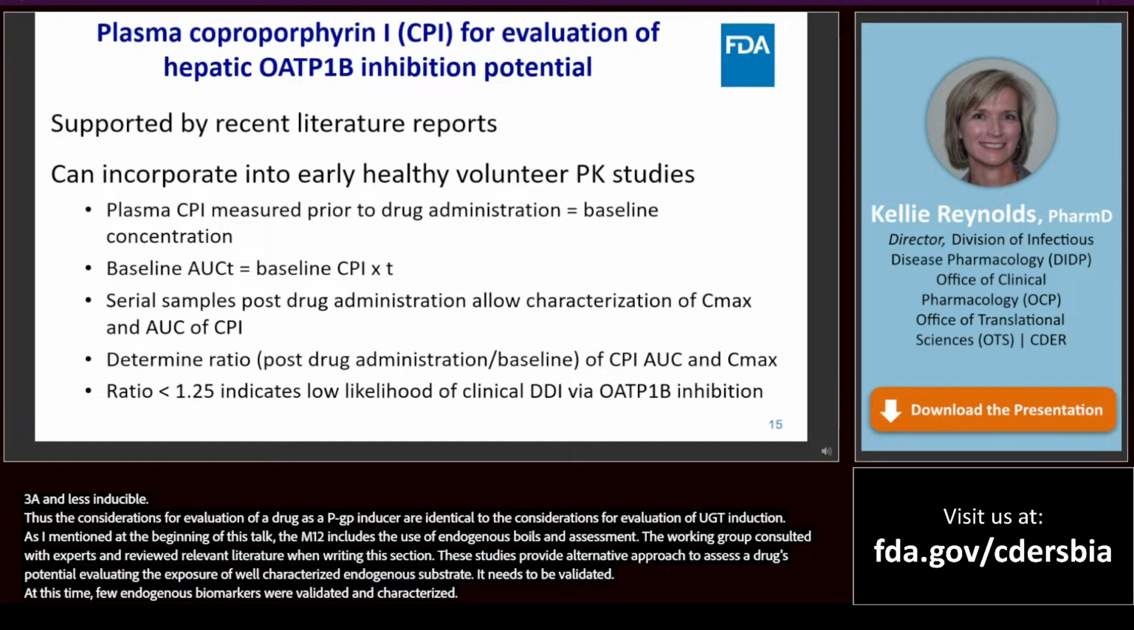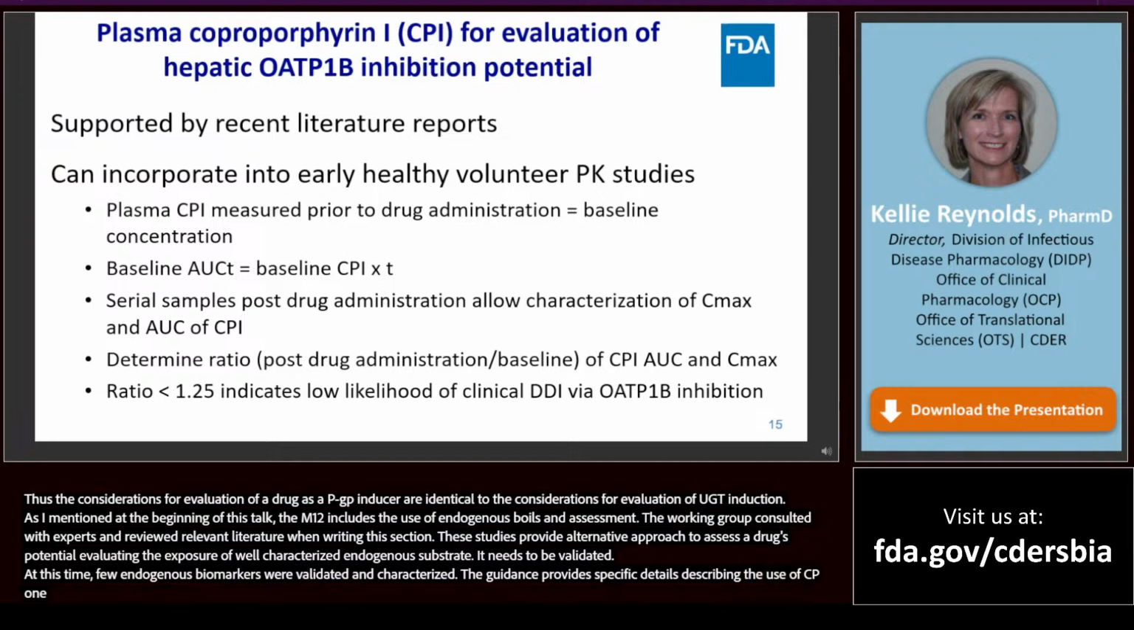The guidance provides specific details describing the use of CP1 for evaluation of hepatic OATP1B inhibition potential. The recommendations are supported by recent literature reports. The assessments can be incorporated into early healthy volunteer studies.